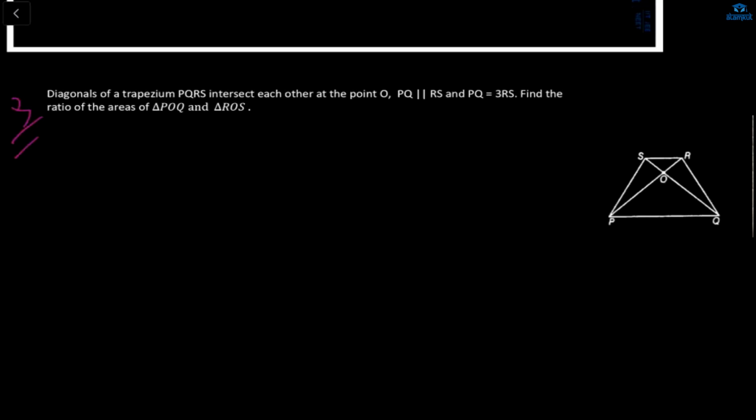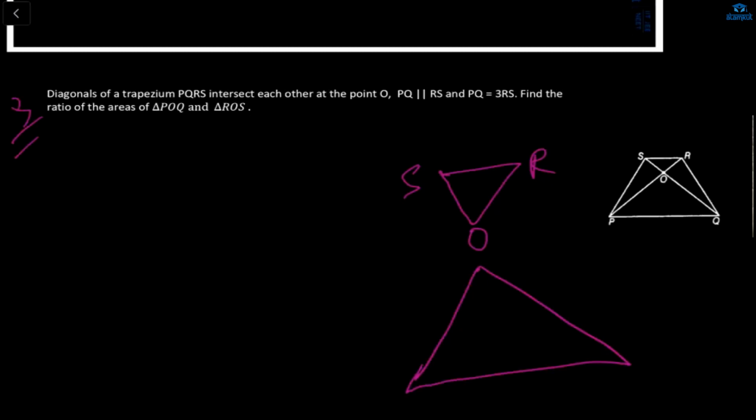Now you have to prove that PQ is equal to 3RS. Find the ratio of the area of triangle POQ and ROS. Now this triangle you need to find out. One is this triangle and one is this bigger triangle. You need to find out the ratio of the areas of both the triangles.